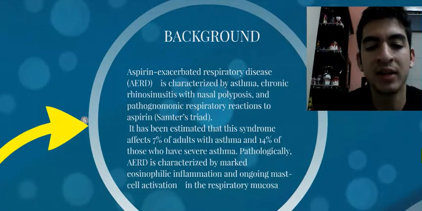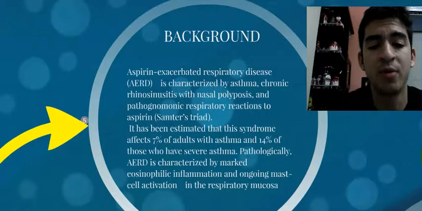Background: Aspirin exacerbated respiratory disease is characterized by asthma, chronic rhinosinusitis with nasal polyposis, and a pathognomonic respiratory reaction to aspirin. It has been estimated that this syndrome affects 7% of adults with asthma and 14% of those who have severe asthma.